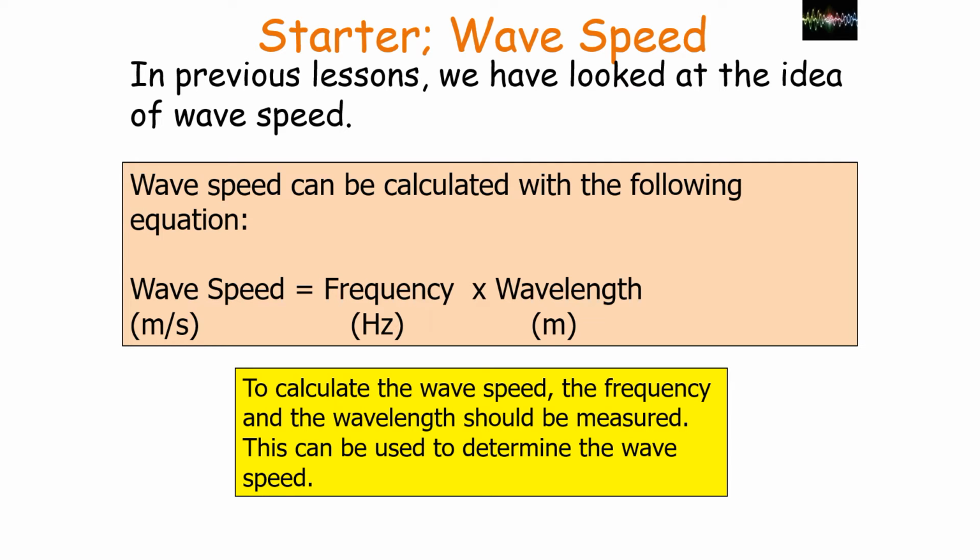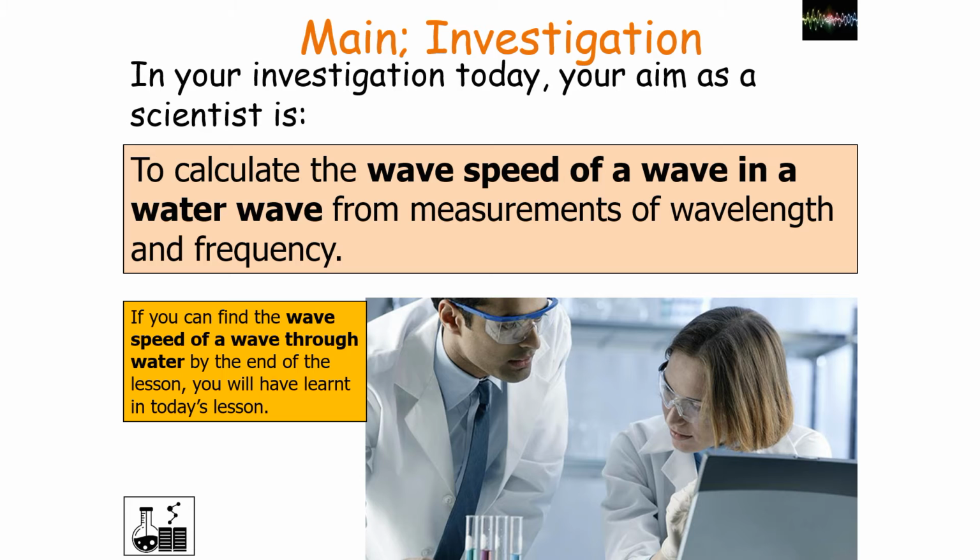So to calculate the wave speed in an investigation, the frequency and the wavelength should be measured, and this can be used to determine the wave speed. If we're successful in this investigation, we should be able to calculate the wave speed of a wave in water from the measurements of wavelength and frequency.